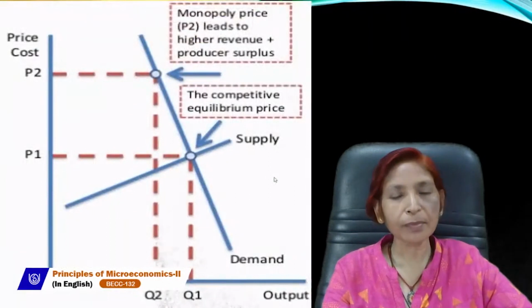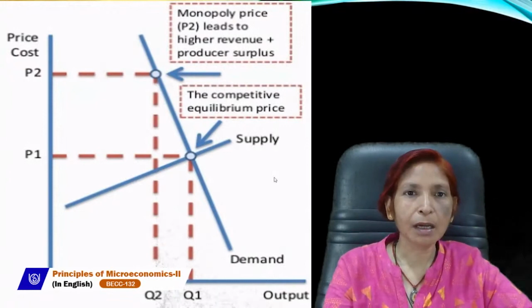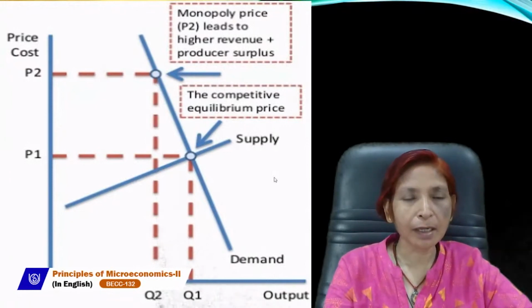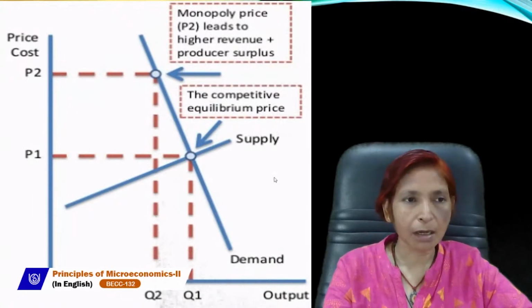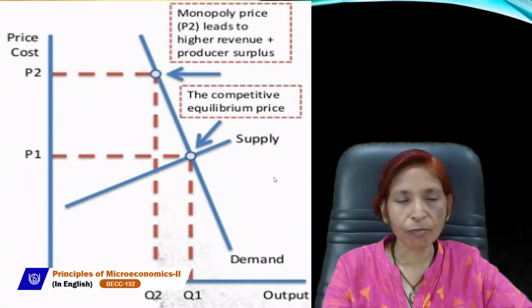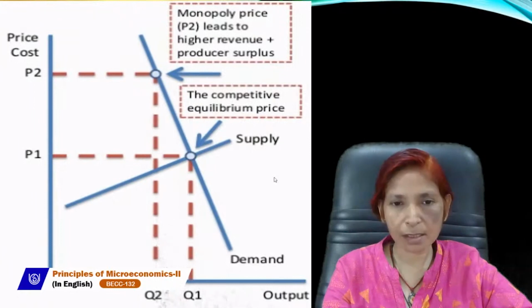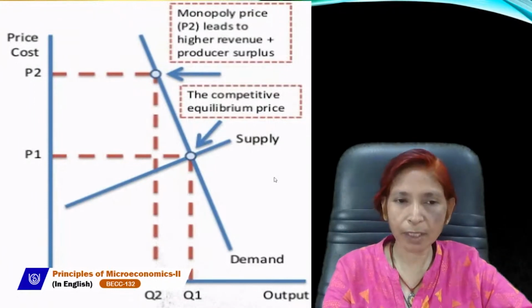Next is the diagram showing how a monopoly firm raises the price level and earns maximum profit. When the producer earns maximum profit, producer surplus will increase. But the consumer has to pay more, so consumer surplus will fall. When consumer surplus falls, consumers' well-being falls. Only producer surplus increases. That will be the main cause of market failure.